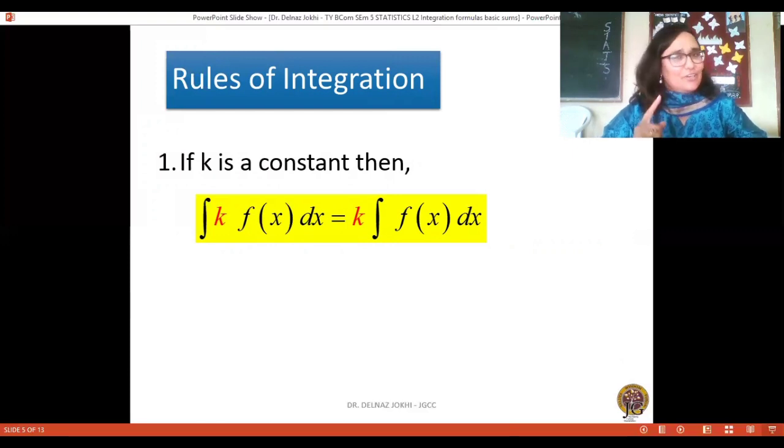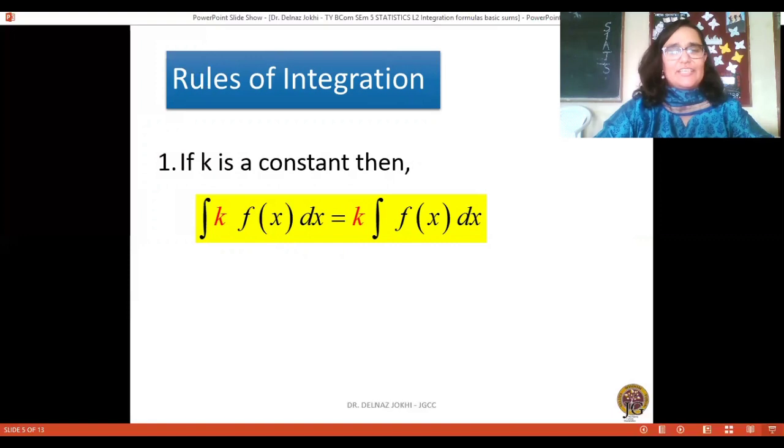So happy learning. Rule number 1, it's on your screen already. If k is a constant, then the integral of k f(x) dx is equal to k times the integral of f(x) dx. If you carefully look at the screen, I have highlighted k in red color for you. k is some constant term. Let's say your function is something like 9x squared. So 9 is your k, and it should come out of the integration sign.